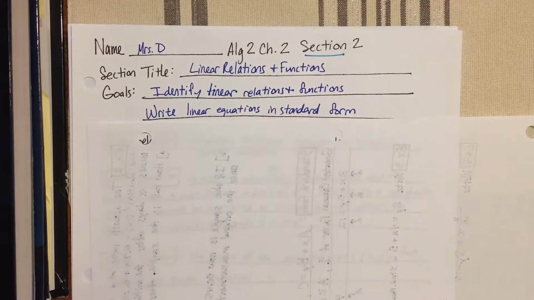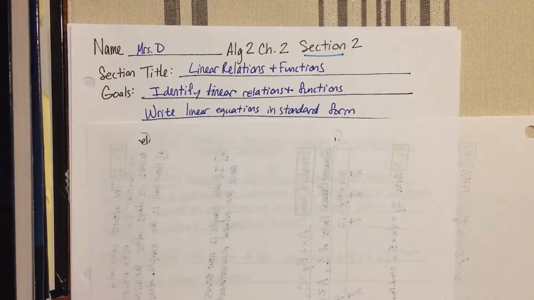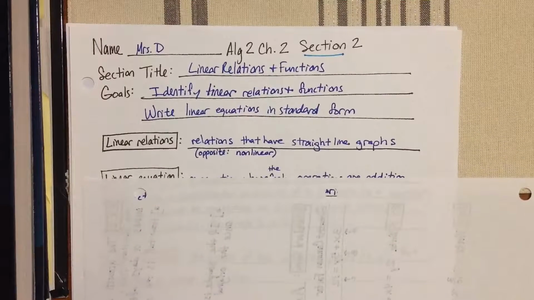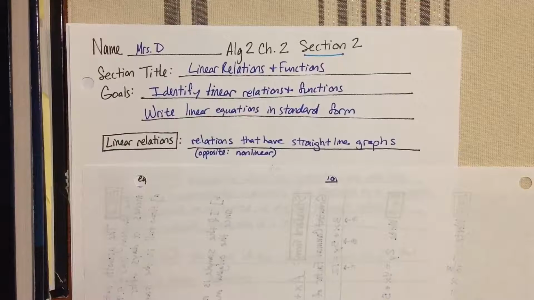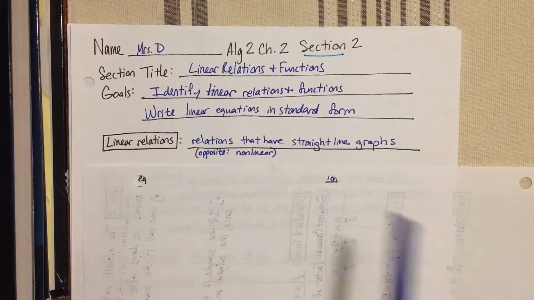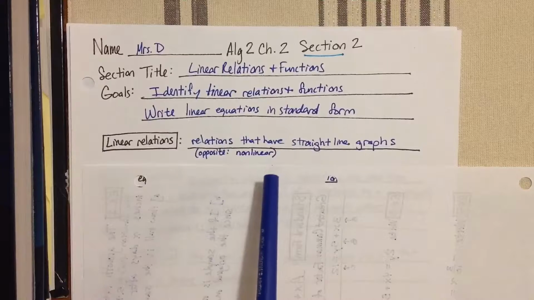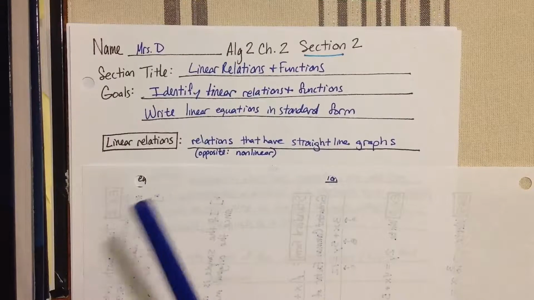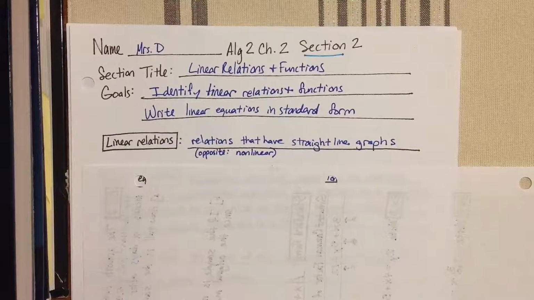You might not have worked with standard form as much as you've worked with other forms, like slope-intercept form, y equals mx plus b, but standard form is good, it's helpful, so let's talk about that today. So, our first definition is a linear relation. Linear relations are relations, the combination of x's and y's, that have straight line graphs. So they are graphed in a straight line. The opposite then is nonlinear. We should be able to tell when a relation is linear or nonlinear just by looking at the graph.